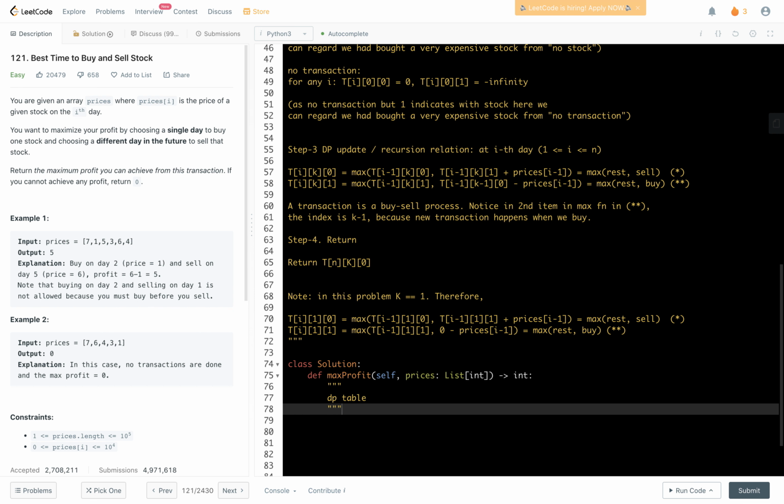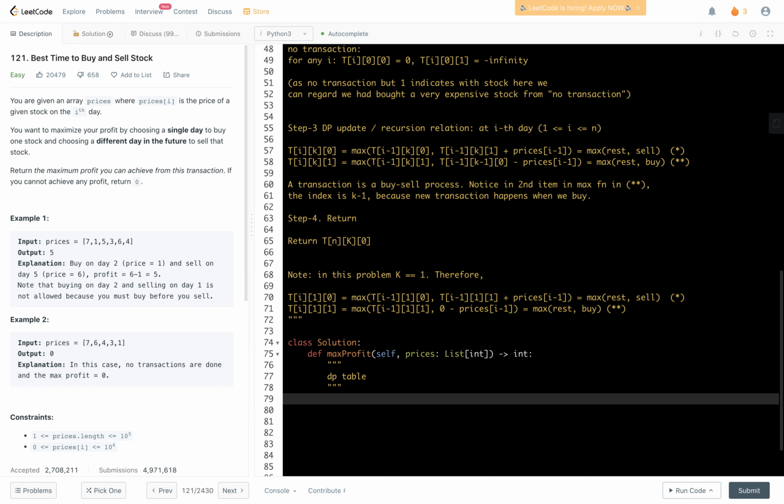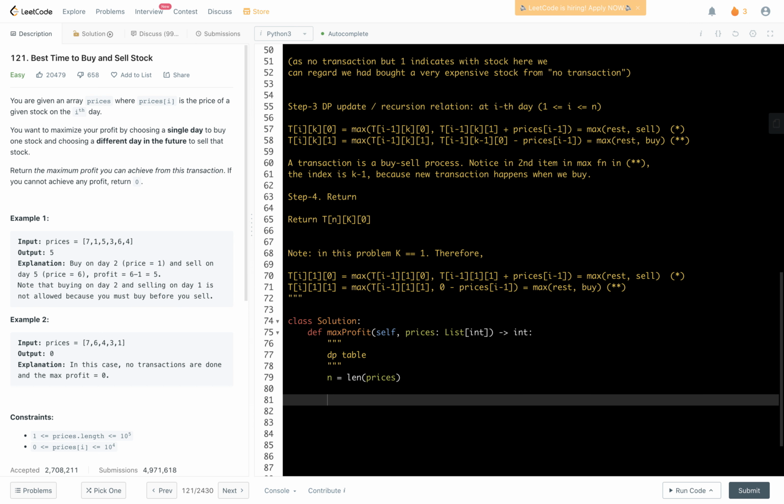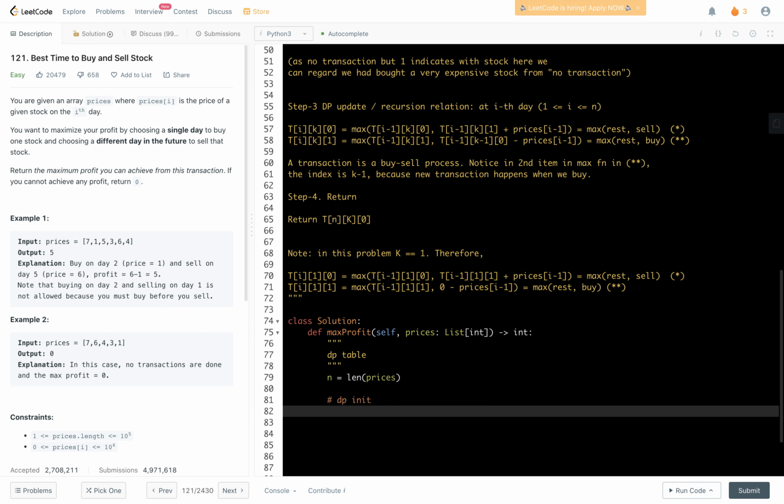So with that said, now let's present two formats of solutions using DP. So first one, I'm going to use a DP table. In other words, we're going to use tabulation. So for this, first I'm going to track the length of prices. Then we are going to do DP table initialization.